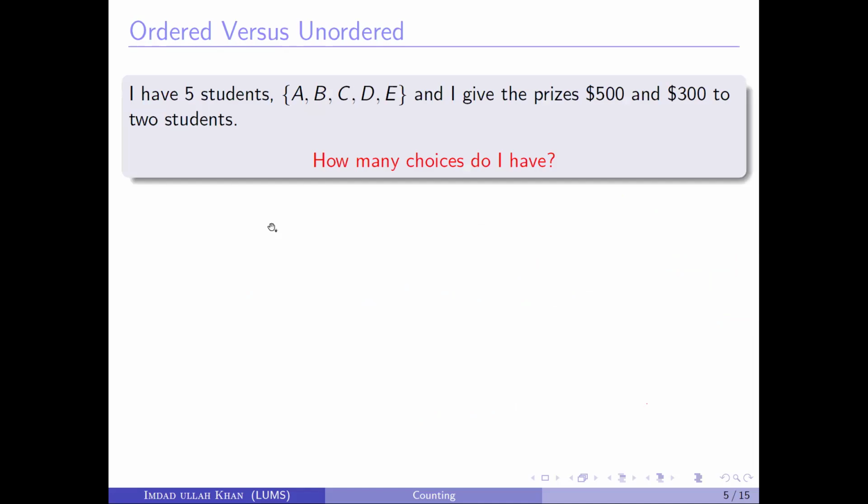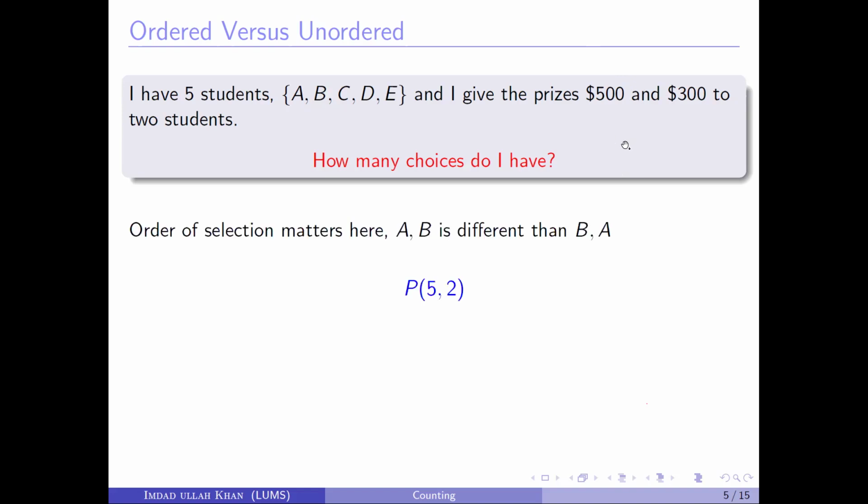I have 5 students named A, B, C, D, and E, and I give prizes of $500 and $300 to 2 students. So how many choices do I have? Because I have to choose 2 students, the first student will be awarded the 500 prize and the second the 300 prize. For example, if I choose A, B, then A is going to get the 500 prize and B is going to get the 300 prize. But if I choose B, A, then B will be getting $500 and A will be getting $300. That means that A, B and B, A are not the same.